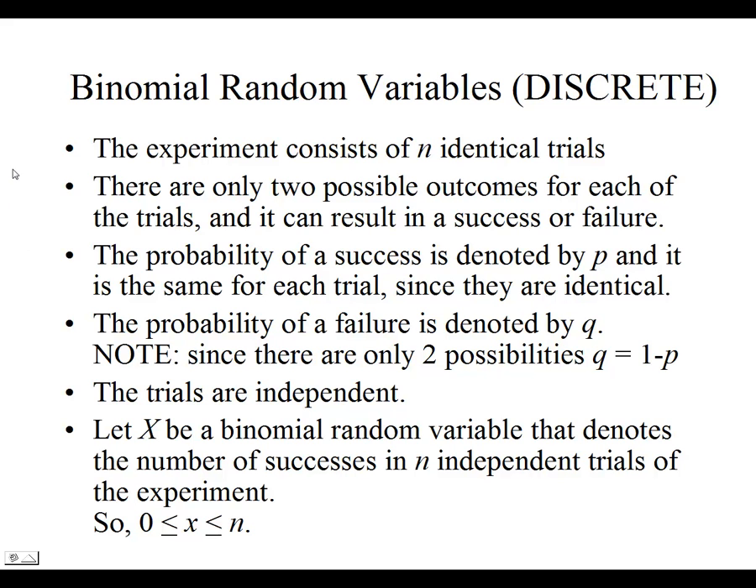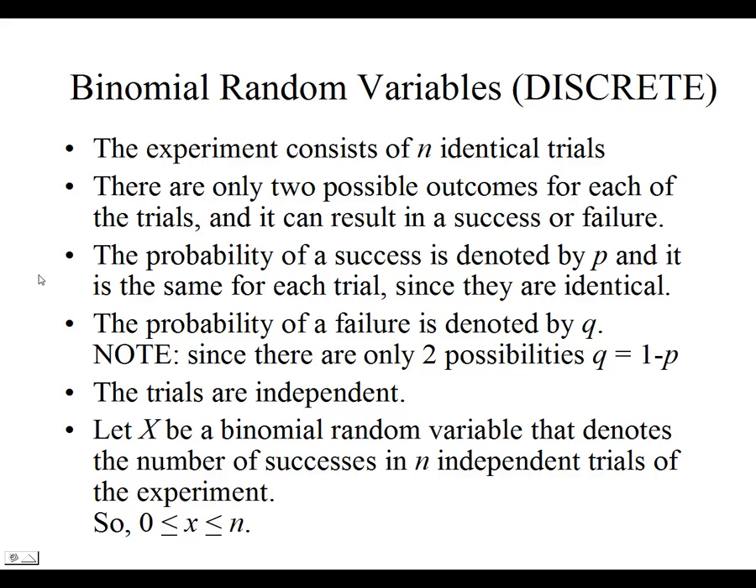The binomial random variable is one of our named discrete distributions. So a few things to note about the binomial. The experiment consists of n identical trials. So n being our total amount, we have n of them, n trials. We only have two possible outcomes for each of the trials, and we refer to one type as success and the other type is a mutually exclusive event that would be a failure. You either succeed or you fail.